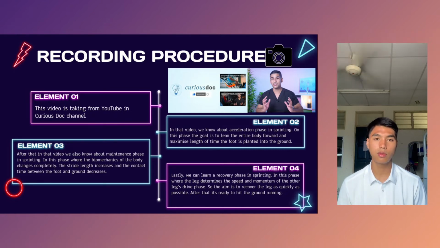Next, element number 3. In that video, we also learn about the maintenance phase in sprinting. In this phase, the biomechanics of the body change completely. The stride length increases and the contact time between the foot and ground decreases. And last, element number 4. We can learn about the recovery phase in sprinting. In this phase, where the leg is in the air, the recovery of the leg determines the speed and momentum of the other leg's drive phase.